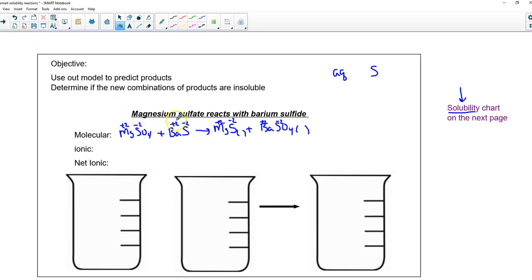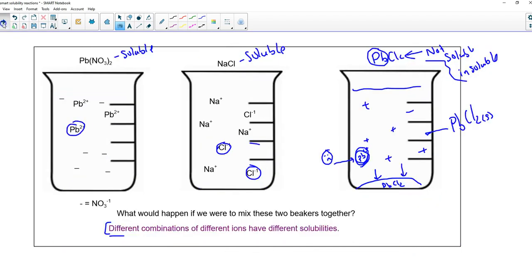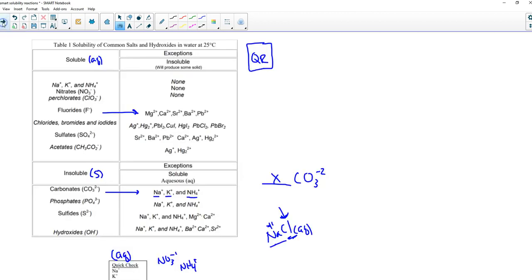Okay. Magnesium sulfide, barium sulfate. First thing I do is, do I have a quick check? Maybe sodium, potassium, ammonium, or nitrate. I don't have any of those. Sometimes it's nice to be able to see that and go right to it. Get it done. All right, sulfides.